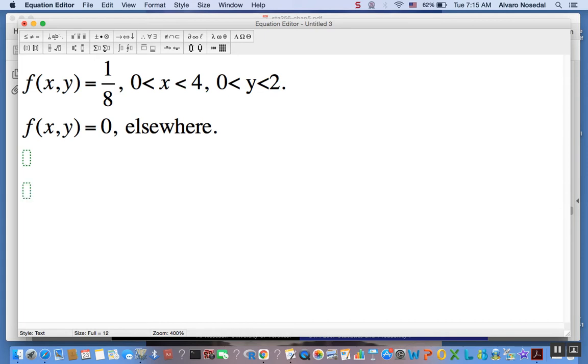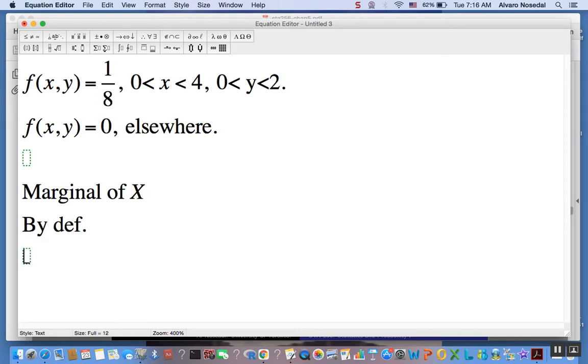So first let's find the marginal of x. Remember, by definition, if you have two continuous random variables, if you have the joint probability density function and you want the marginal of x, what you do is integrate the joint PDF with respect to the other variable.